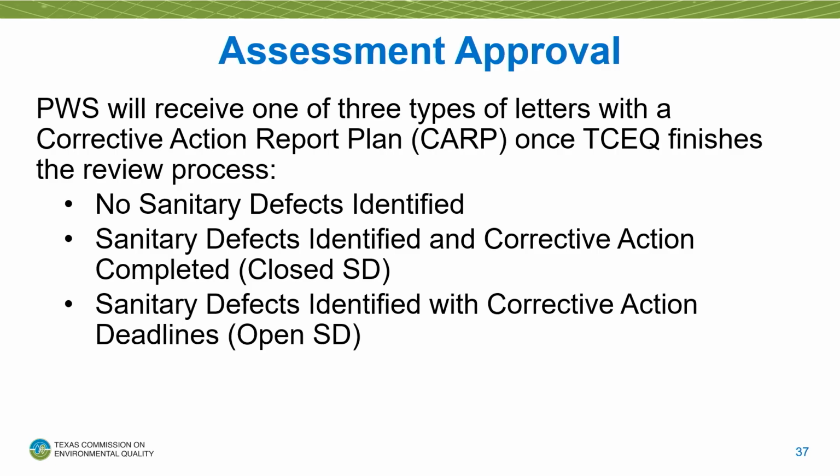There are 3 different types of letters that a system may receive. The first being no sanitary defects have been identified, or a no SD. A letter where sanitary defects have been identified but corrective action has been completed, or a closed SD. And the third being sanitary defects have been identified and have been assigned corrective action deadlines, or what we refer to as an open SD. If you receive an open SD, corrective action must be completed and documentation provided to TCEQ by the due date identified in that CARP.